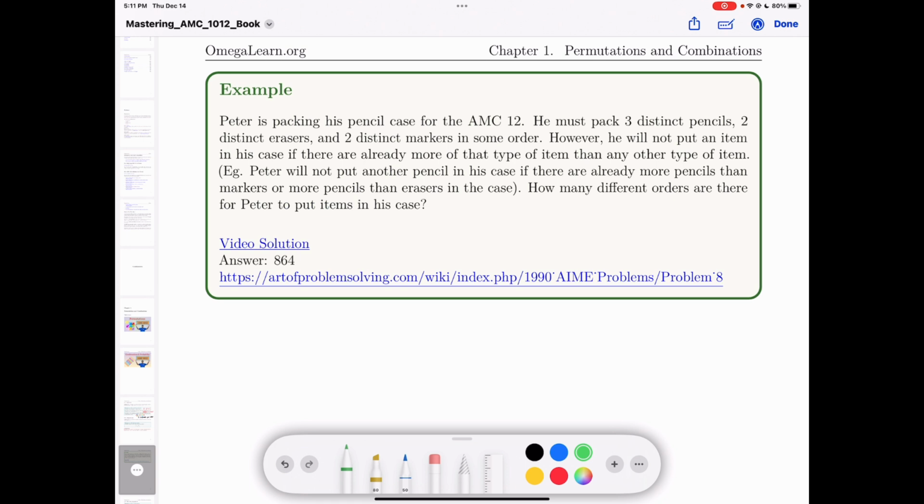Peter is packing his pencil case for the AMC12. He must pack 3 distinct pencils, 2 distinct erasers, and 2 distinct markers in some order. However, he will not put an item in his case if there are already more of that type of item than any other type of item. Example, Peter will not put another pencil in his case if there are already more pencils than markers or more pencils than erasers. How many different orders are there for Peter to put items in his case? Oh my, this does not look really good. I won't lie.